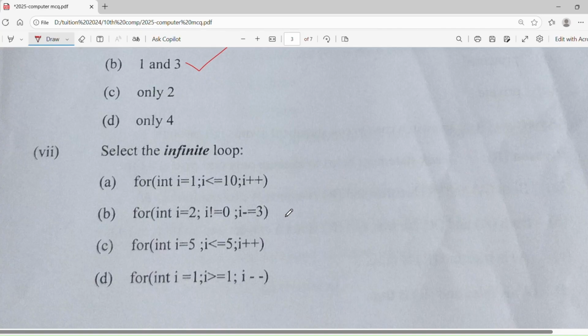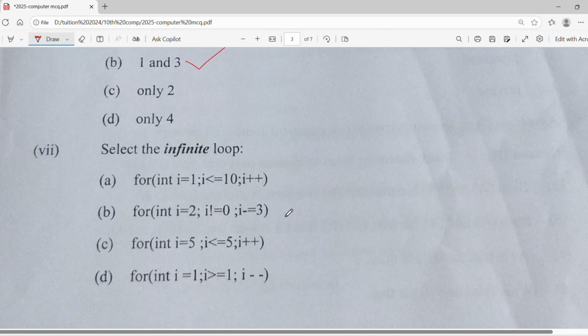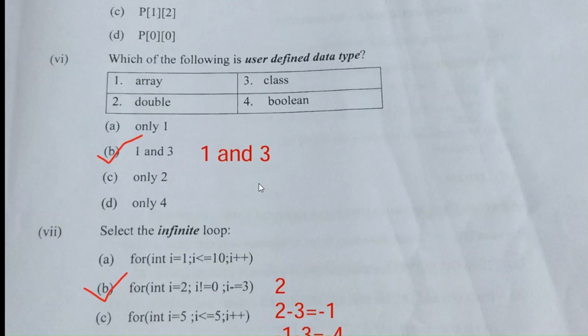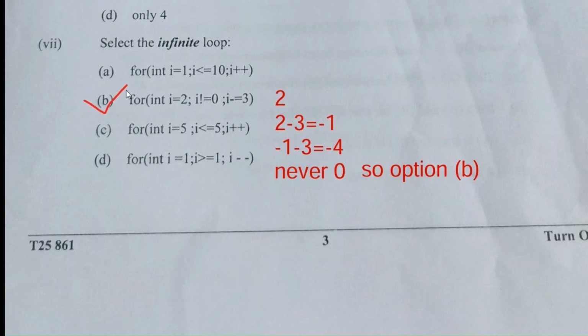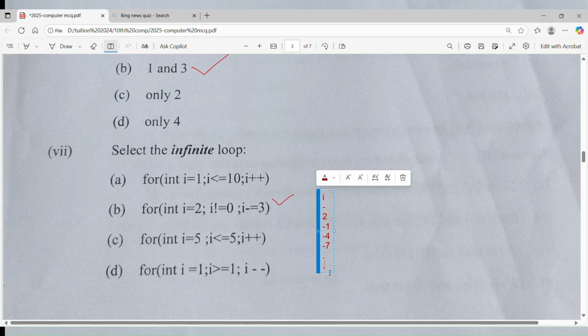Now, let's move to question number 7. Question is, select the infinite loop. In option A, the loop is finite as it will execute 10 times. In option B, the initial value of i is 2. First iteration, i is equal to 2 minus 3, which is minus 1. Second iteration, i is equal to minus 1 minus 3, which is minus 4. This pattern continues, and i will never become 0. Since the loop condition is i not equal to 0, it never stops executing, making it an infinite loop. So, the correct answer is option B.